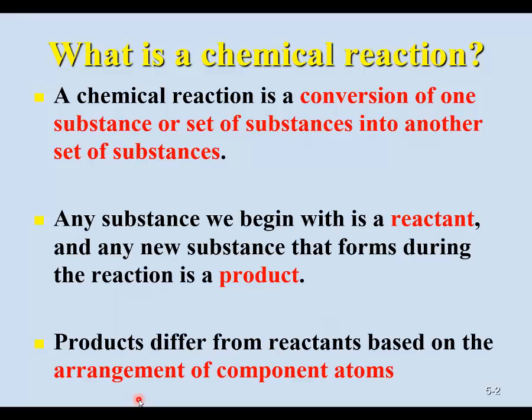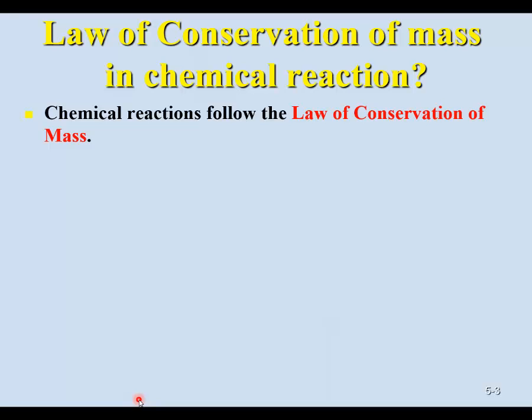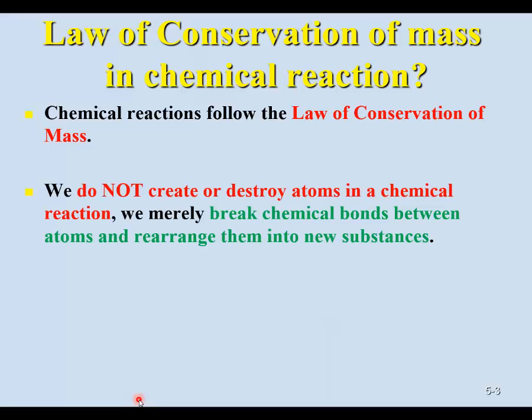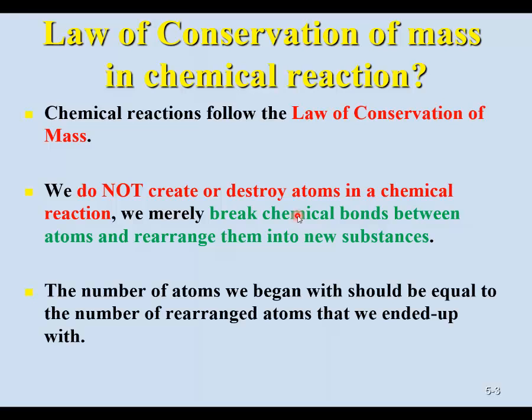Now, if we do have a chemical reaction, though, realize that we are following what we call the law of conservation of mass. What this states is that the amount of reactant atoms that we begin with are the same as the number of product atoms that we end up with. So we do not create or destroy atoms in a chemical reaction. We merely break chemical bonds, potentially rearrange atoms and form new chemical bonds. Those are the types of processes that may be occurring in some types of chemical reactions. But we have the same number of atoms before and after a chemical reaction.